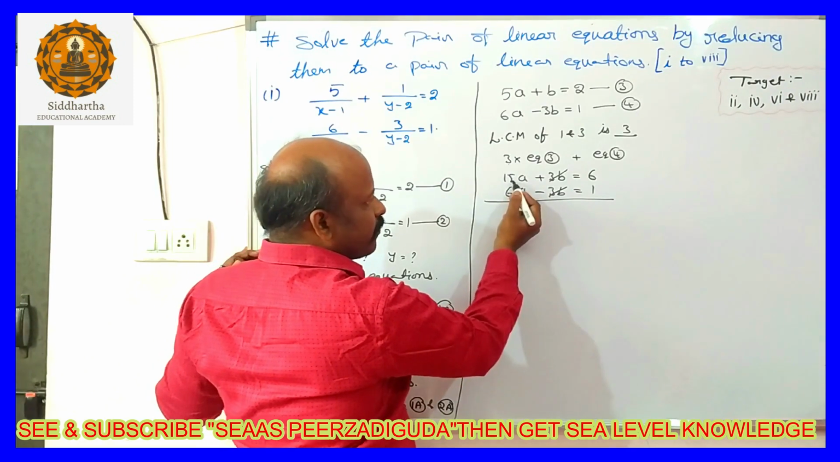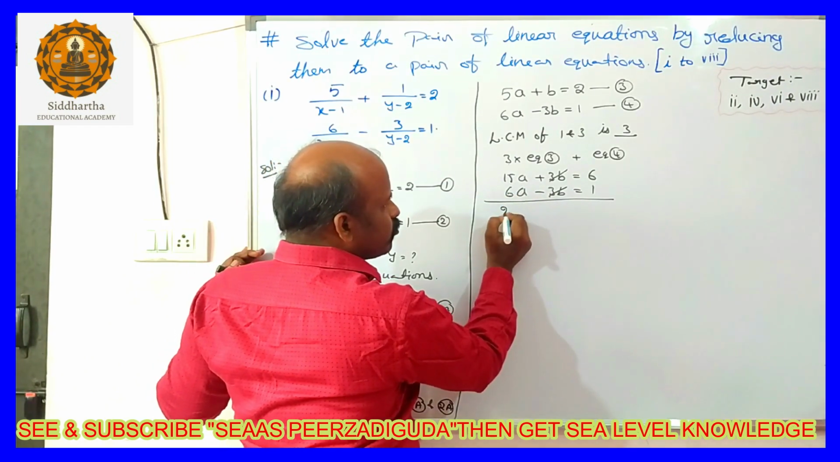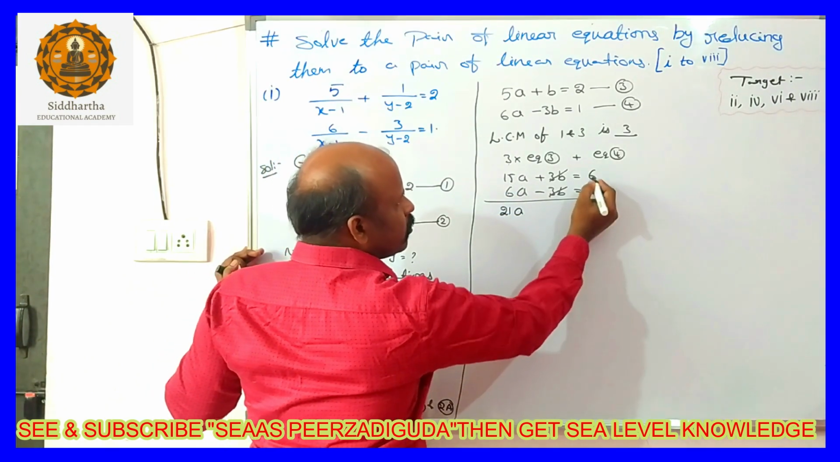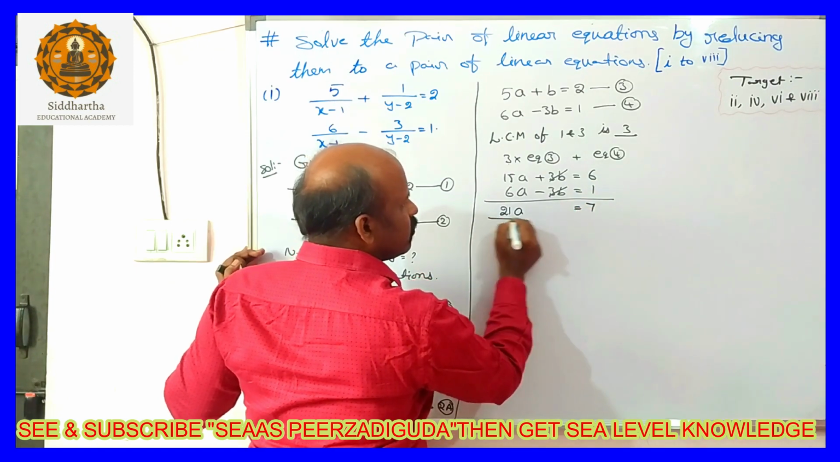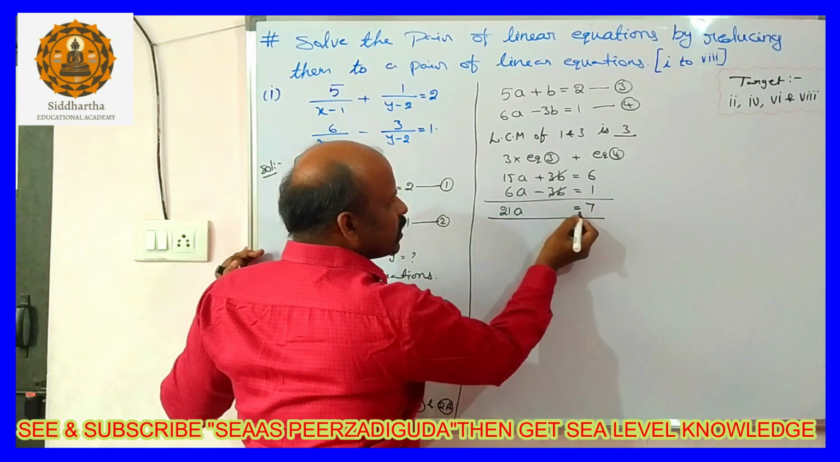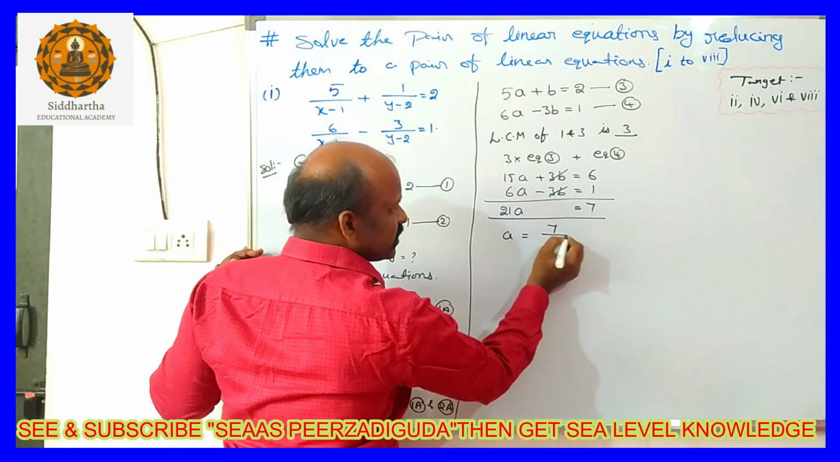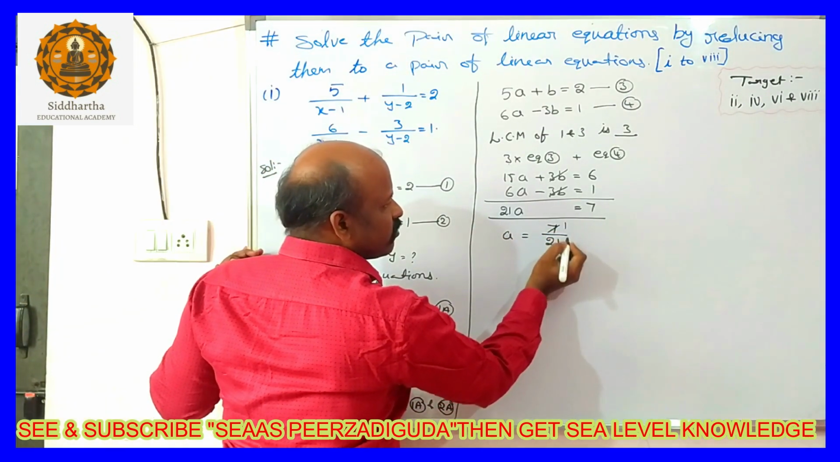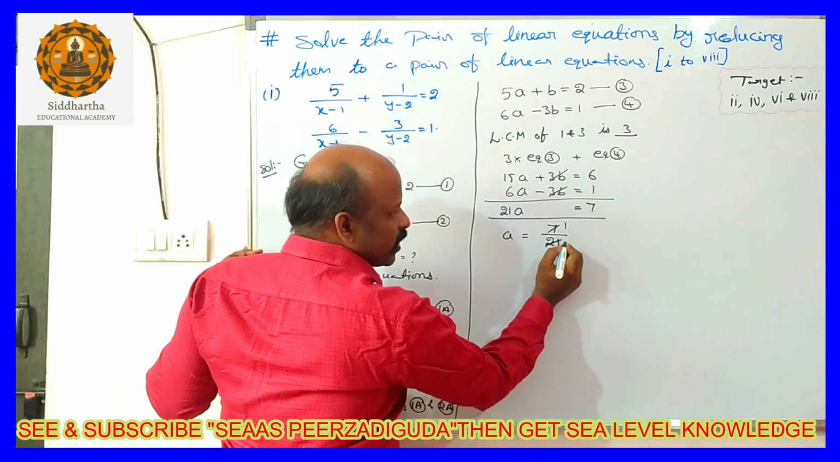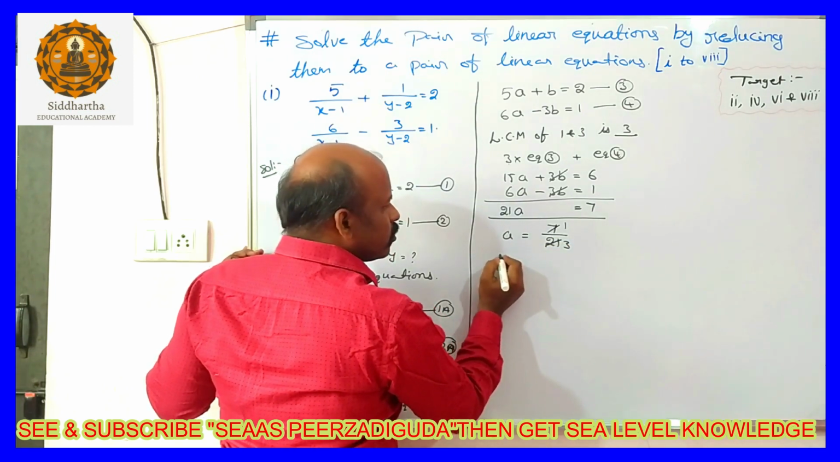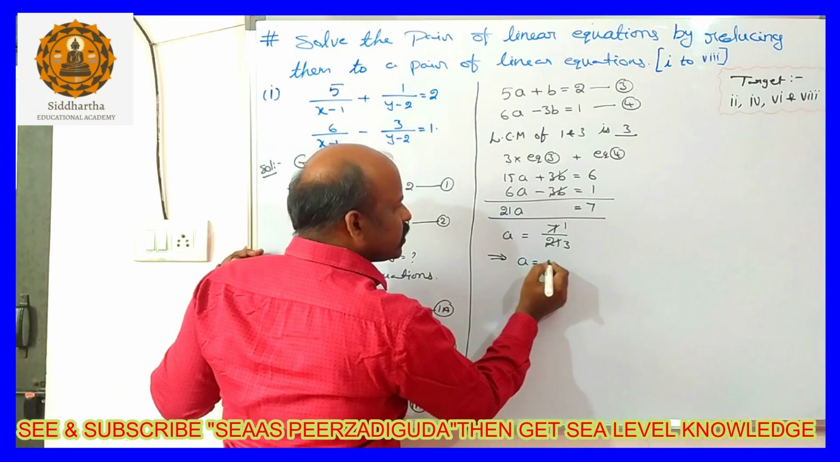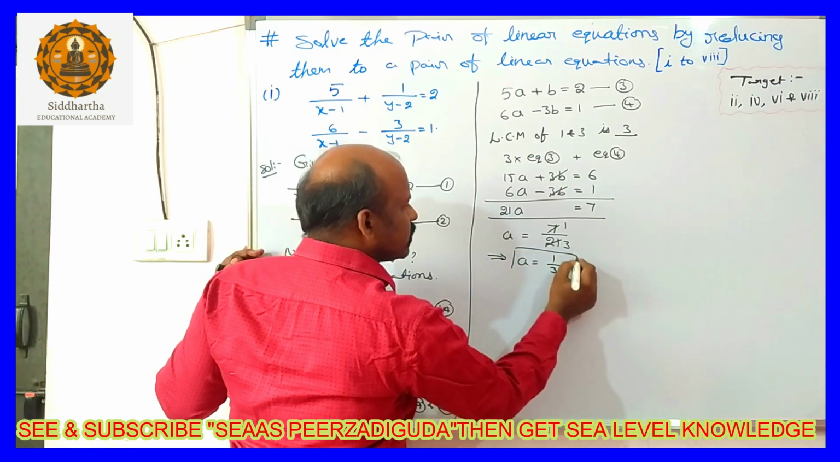So what is the balance over here? 15a plus 6a, so 21a is equal to 6 plus 1, 7. So 21a is equal to 7. a is equal to what here? 7 by 21. 7 ones are 7, 7 threes are 21. So it implies a is equal to 1 by 3 is the answer.